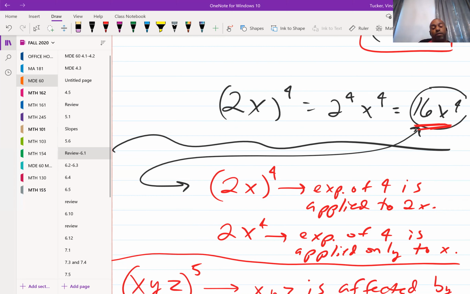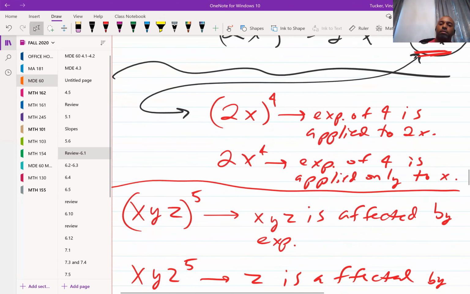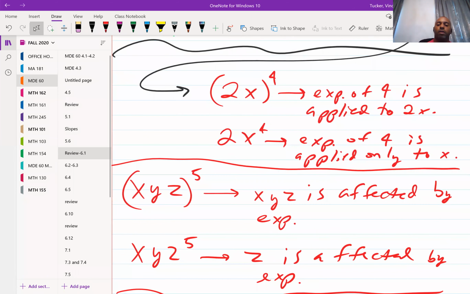When you have the parentheses versus not having parentheses, once again, if you have the parentheses, the exponent is applied to everything that's inside of the parentheses. If you do not have parentheses, it's only applied to what is right up against it. So same thing here, just emphasizing the difference between having parentheses versus not having parentheses.